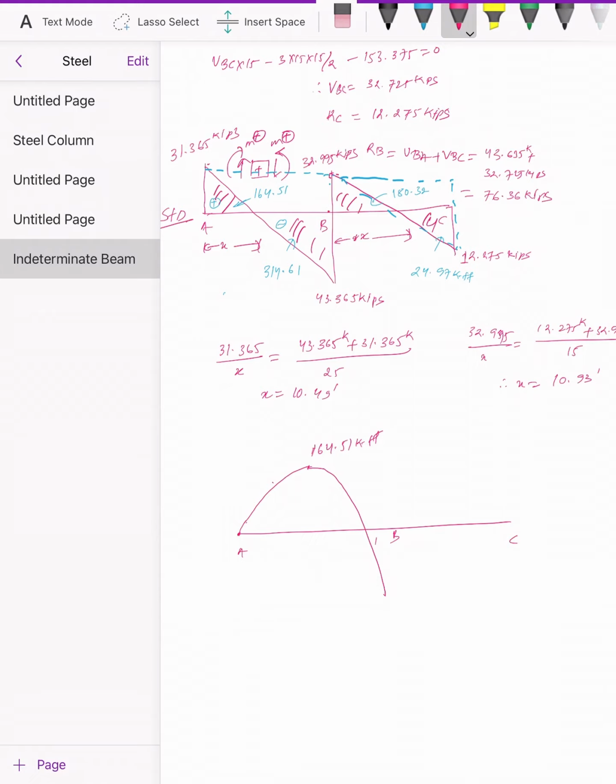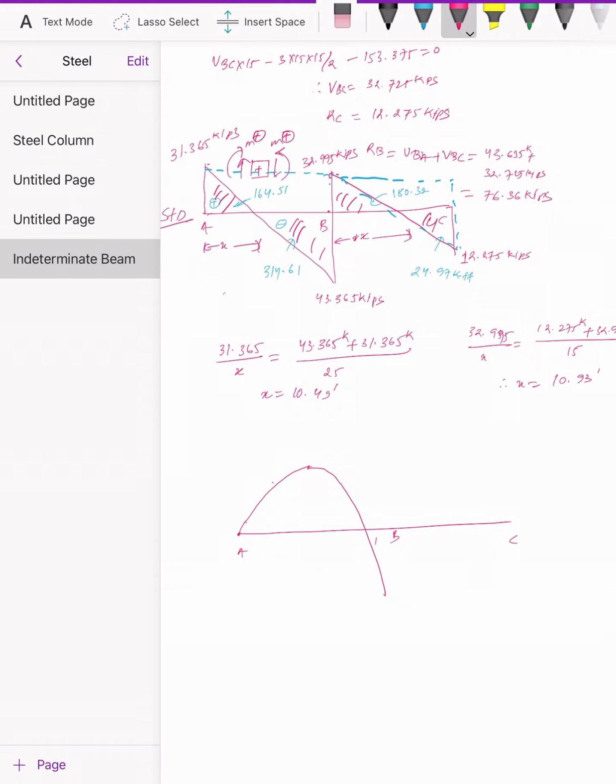And from here, what's the value? 164.51 minus 314.61. Look at the shear diagram, 150 something. The reason we did not come up with the correct value is that we rounded off some values somewhere in the calculations, so it will come out exactly. So we have to check the calculation, but try to solve it by yourself and let me know.